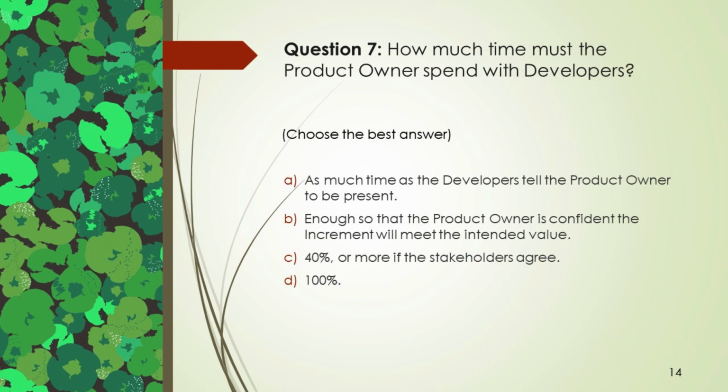Question 7. How much time must the product owner spend with developers? Choose the best answer. A. As much time as the developers tell the product owner to be present. B. Enough so that the product owner is confident the increment will meet the intended value. C. 40%, or more if the stakeholders agree. D. 100%.